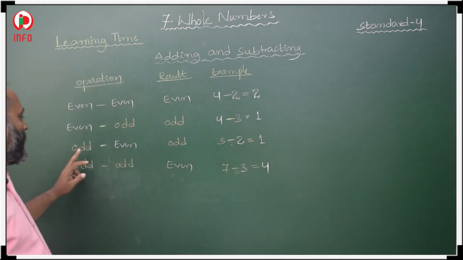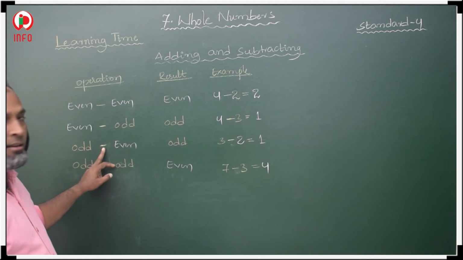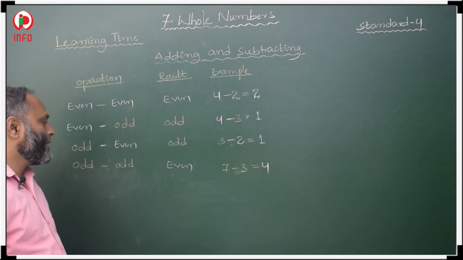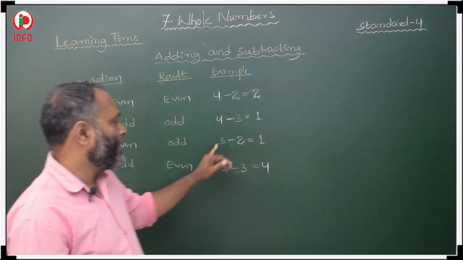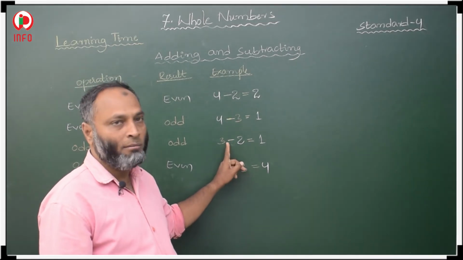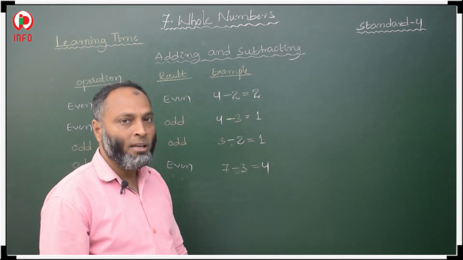Now, odd minus even is an odd number only. An odd number minus an even number is an odd number. Check here, odd number minus even number, 3 is an odd number minus 2 is an even number.